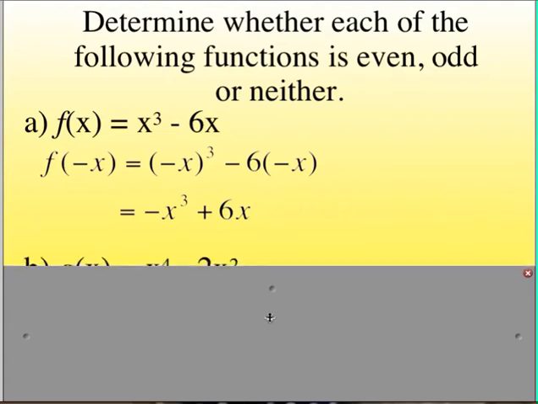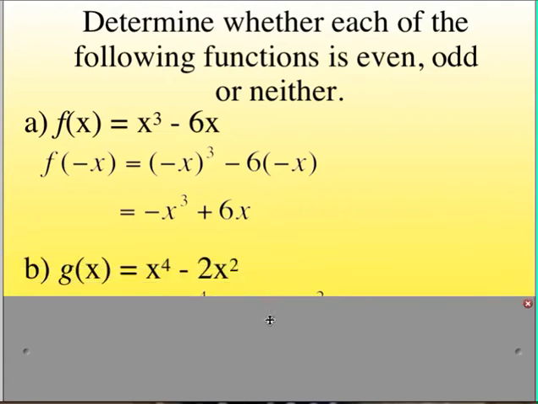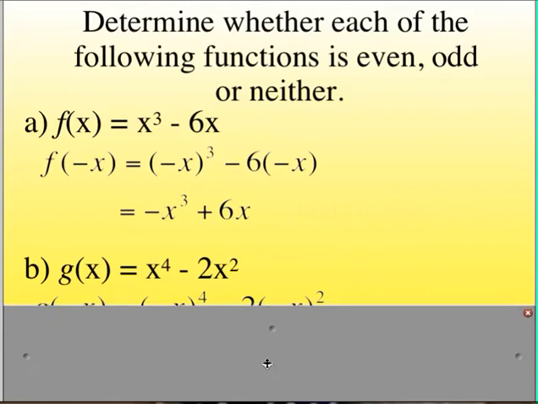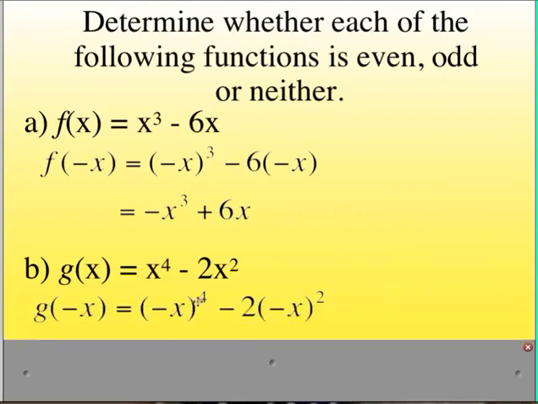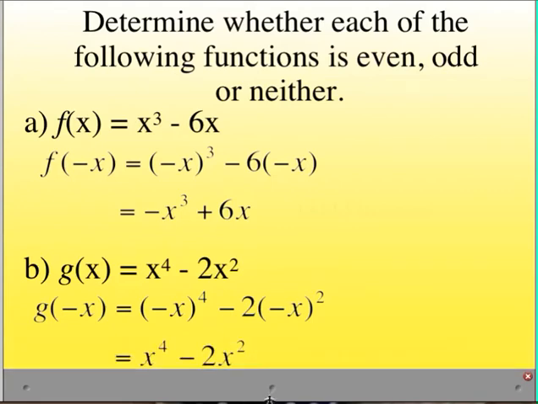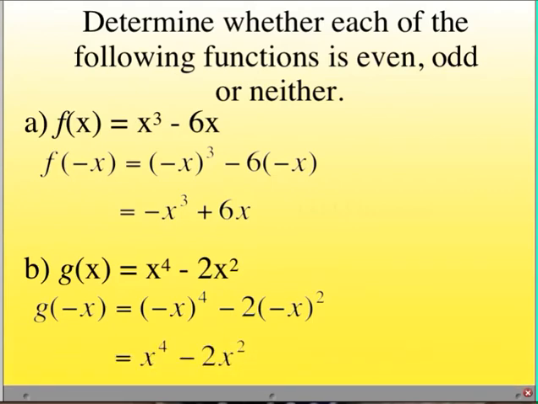Our next example is x to the fourth minus 2x squared. So we're going to determine whether this is even, odd, or neither. So we're going to plug in a negative x value. So you get negative x to the fourth minus 2 times negative x squared. When we simplify this, we get x to the fourth minus 2x squared. Now nothing changed in the equation, so this means that this is an even function. So our example A was odd, example B was even.